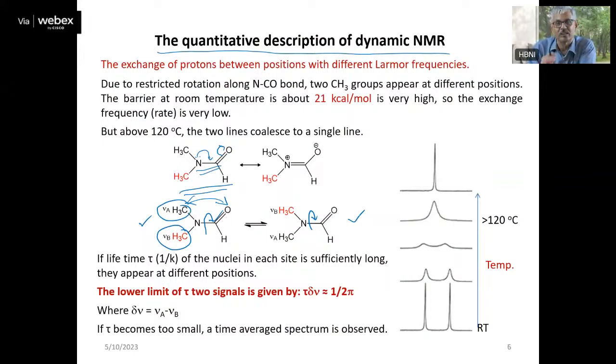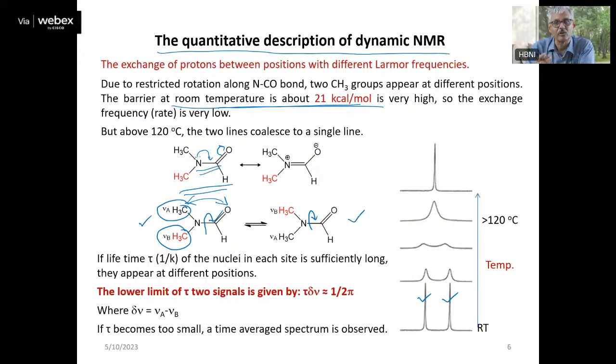Now let us consider the rate. We know that the barrier of this rotation is about 20 kilocalorie per mole at room temperature. That's a very huge barrier. That means you can find the rate constant, and you will see that it is very slow. So that's why the two methyls come as clearly two peaks.